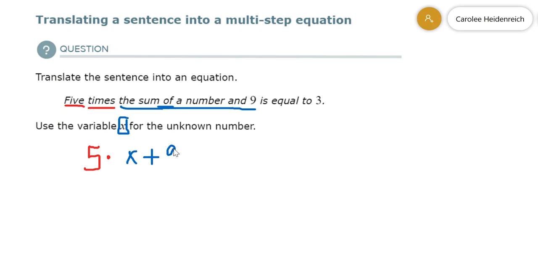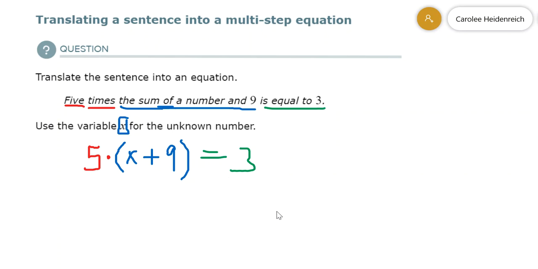Now the tricky part of this is they told us to do 5 times that sum, which means that we should be adding these two numbers first and then doing 5 times that. The only way to note that in an equation is to put parentheses. So they said to do 5 times the sum, so that's what we're doing here. Is equal to 3. So that's the trickiest part of that, is that you're going to have some parentheses in some of these.